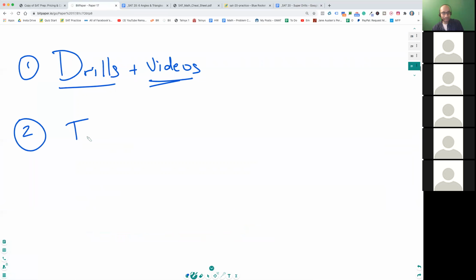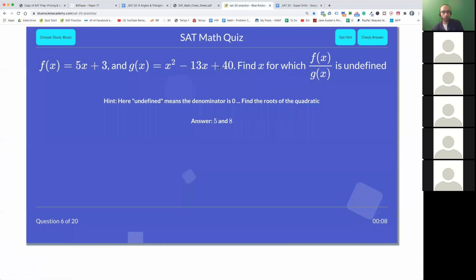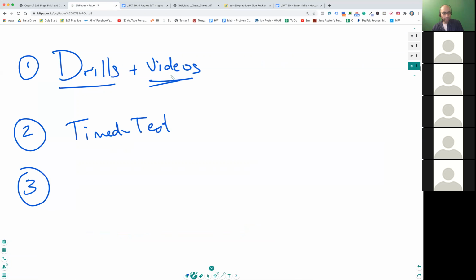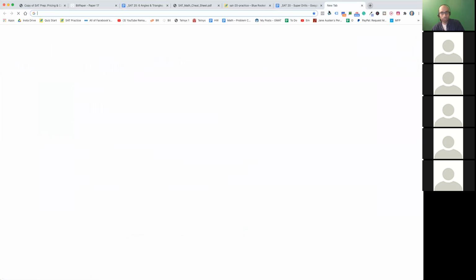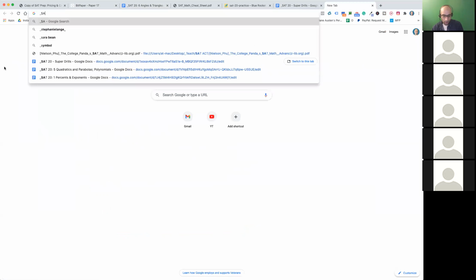The second thing is the timed test, which is this piece here. Okay, this kind of thing. This gives you only 45 seconds to solve, right? And then the last one is going to be the drills, the timed test, and then these sets of problems, right? I've got tons of these problems here. Let me just show you what I've got here.